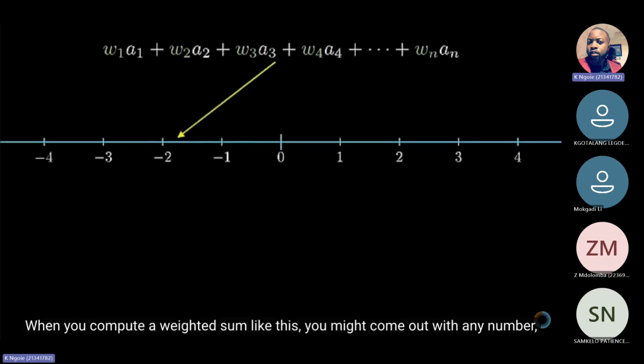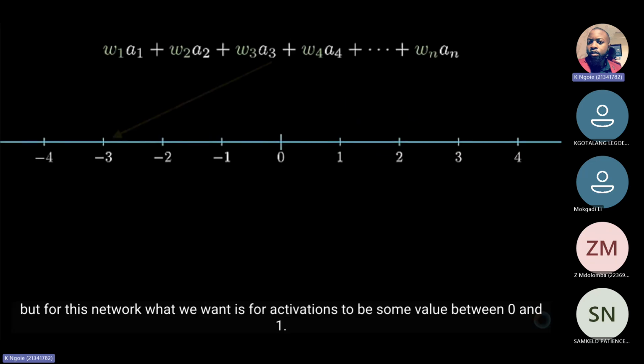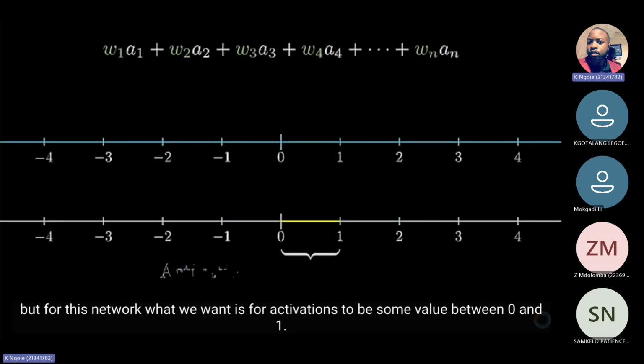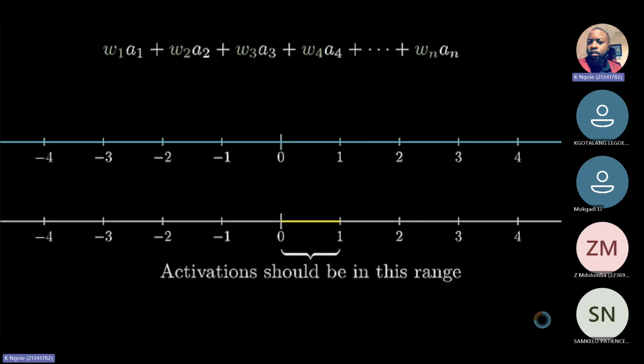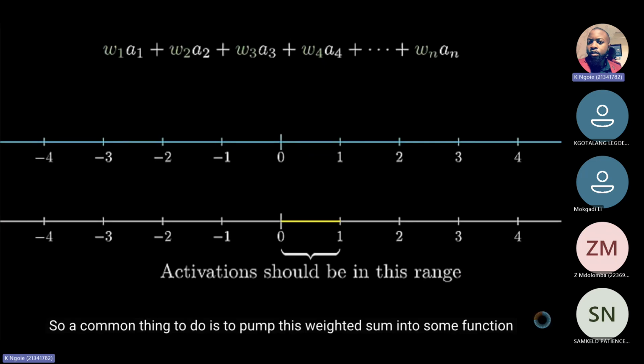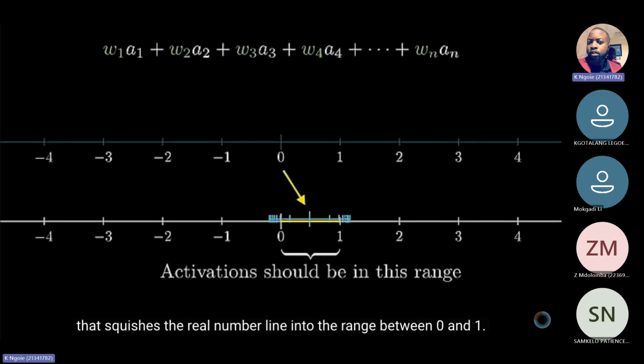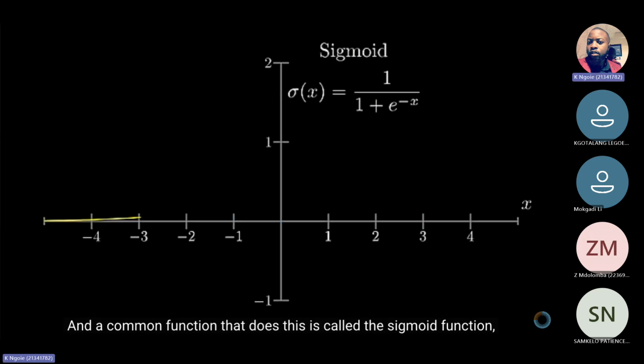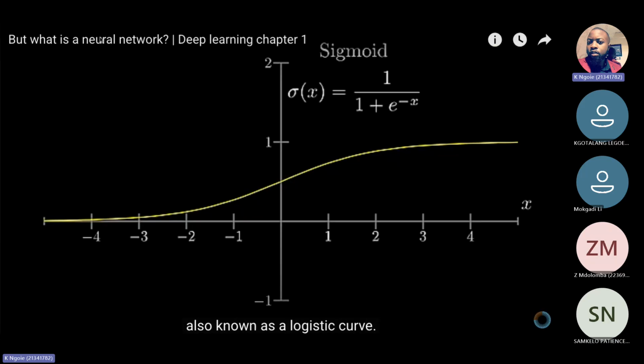When you compute a weighted sum like this, you might come out with any number. But for this network, what we want is for activations to be some value between 0 and 1. So a common thing to do is to pump this weighted sum into some function that squishes the real number line into the range between 0 and 1. And a common function that does this is called the sigmoid function, also known as a logistic curve.